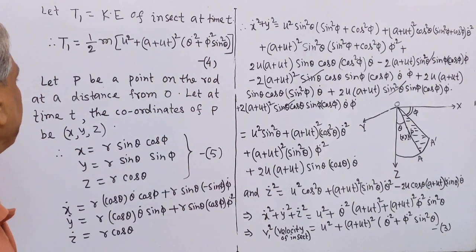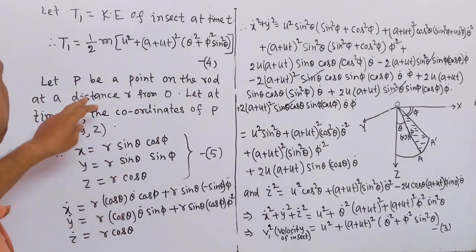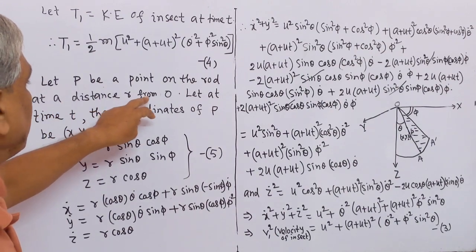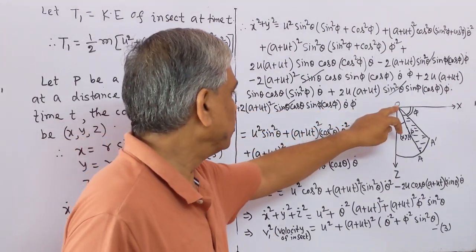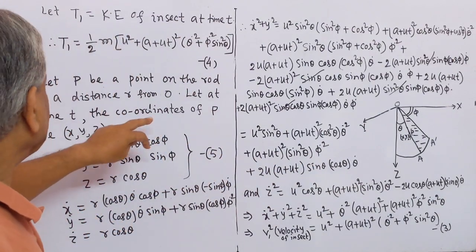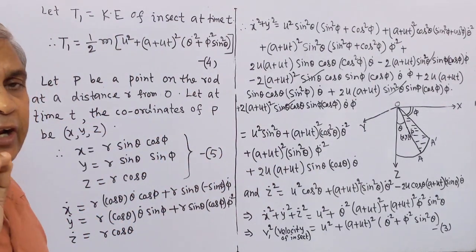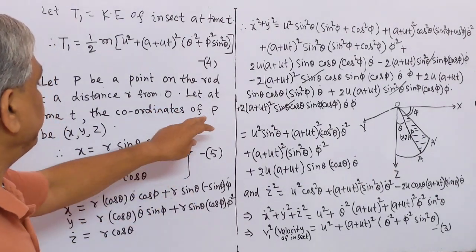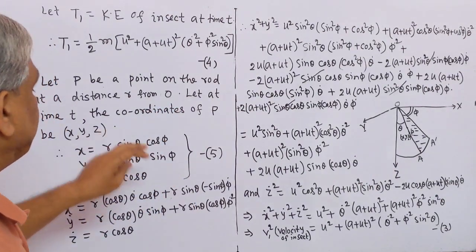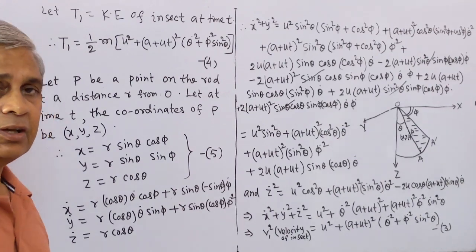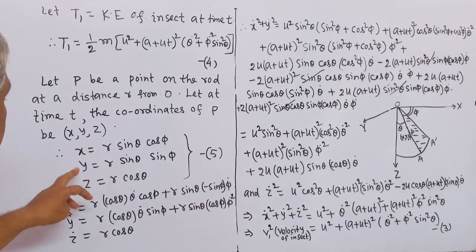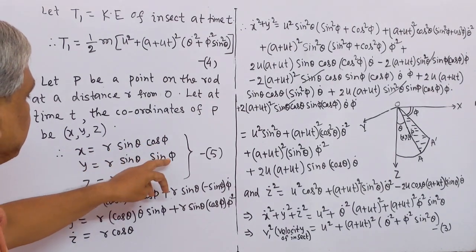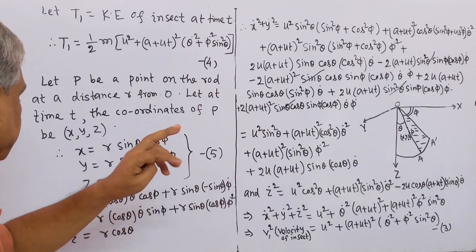This is number 4. Let P be a point on the rod at a distance r from the fixed end O. Let at time t the coordinates of point P be x, y, z. Therefore, in spherical polar coordinates, x equals r sin theta cos phi, y equals r sin theta sin phi, z equals r cos theta.